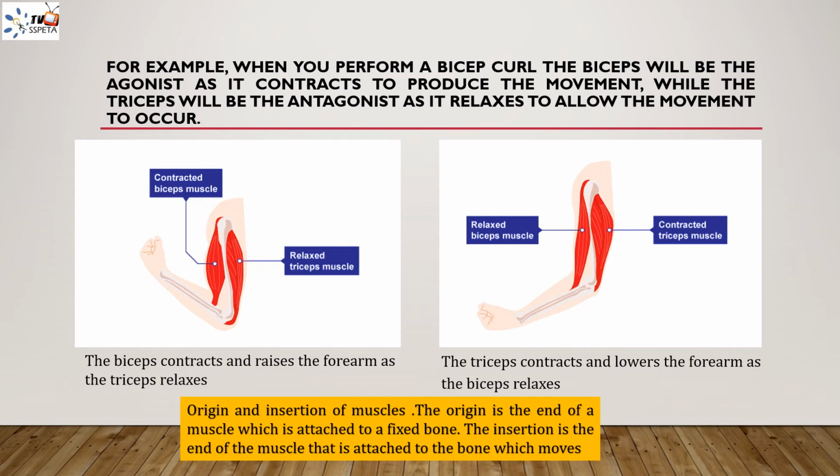Now let's have a look at the origin and insertion of the muscles. The origin is the end of a muscle which is attached to a fixed bone. The insertion is the end of a muscle that is attached to the bone which moves.